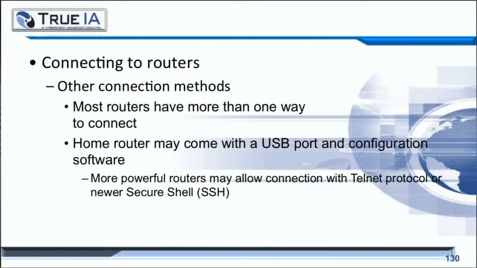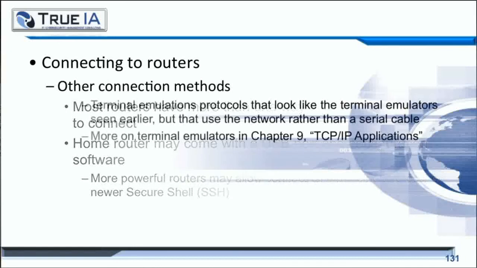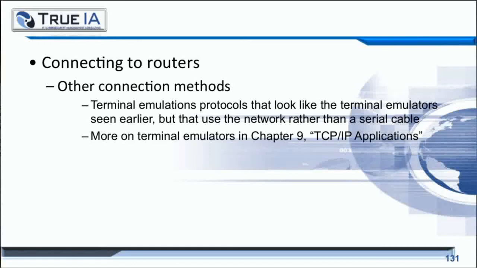Now, understand that routers have more than one way to connect. For instance, your home router may come with a USB port as well as configuration software. More powerful routers may allow connection via a telnet protocol or secure shell. So, no matter what you use, understand that there is more than one way to administer your routers, and which you choose is less important than how you choose to administer them. We'll take a closer look at some of these terminal emulators in a later module.